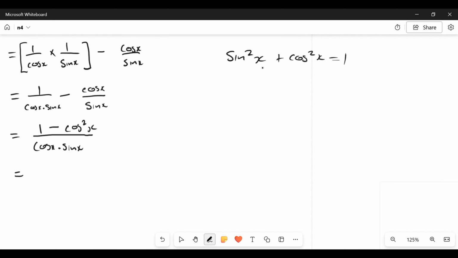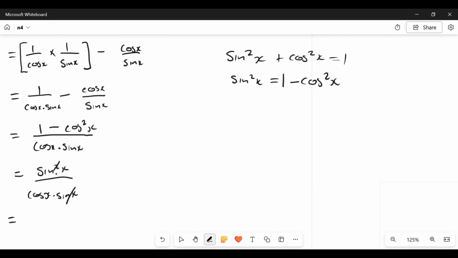We can make sine the subject of the formula. As you can see here, we can say sine squared x is equal to 1, and if we transpose this cos squared x to the right hand side, this is going to give us negative cos squared x. So instead of writing 1 minus cos squared x, we can substitute with sine squared x. So let's do it on the numerator then. We're going to write sine squared x divided by cos x multiplied by sine x. So sine x and sine x there are going to divide each other.